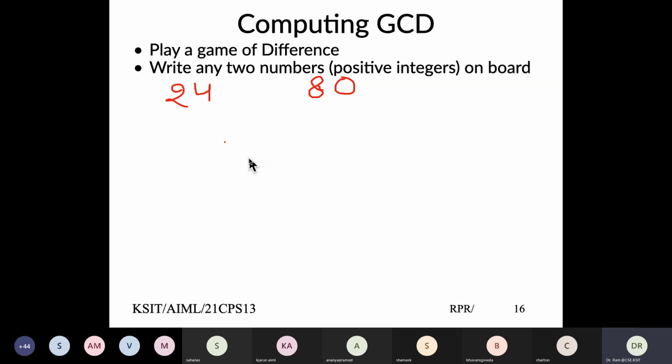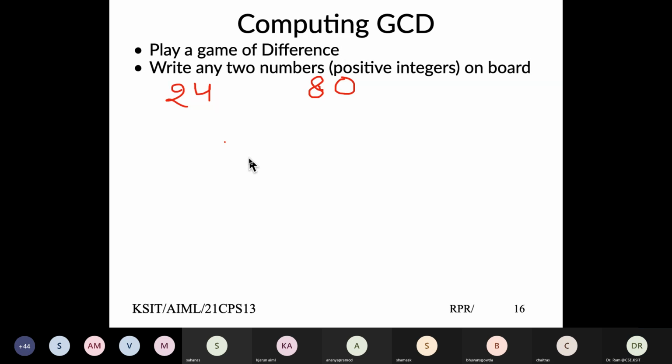So the game is, I have written these two numbers. Let's say you are player 1 and I'm player 2. Your job, given these two numbers, there will be many numbers on the board. You find the difference of any two numbers and write that number on the board, as long as the number is not already there on the board. You cannot repeat a number. So first time you have two numbers, you don't have a choice. There is only one difference. So would you like to play first or would you like to play second?